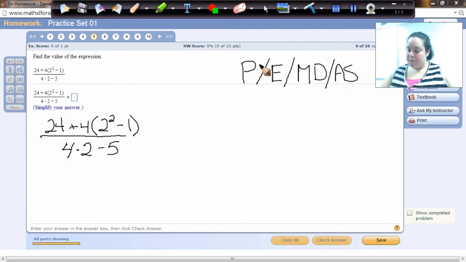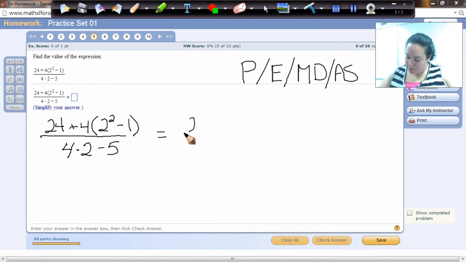So the very first thing we're going to look at is inside the parentheses. So in these parentheses, we want to do 2 squared minus 1. But before we could do 2 squared minus 1, we need to break that down even further. So inside the parentheses, we're going to use order of operations. The very first thing we'll do is the exponent. Okay, so let me write it over here.